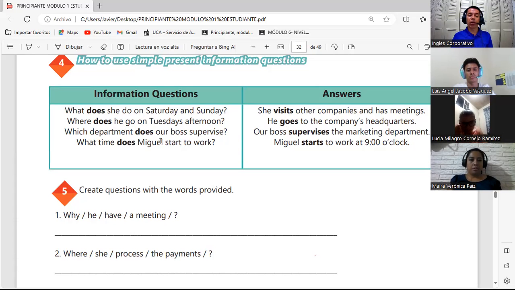Which department does our boss supervise? Our boss supervises the marketing department. And what time does Miguel start to work? Miguel starts to work at 9 o'clock.